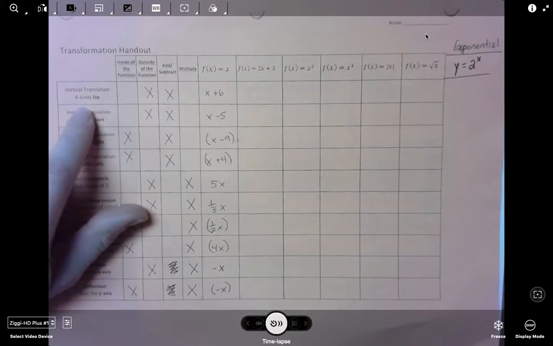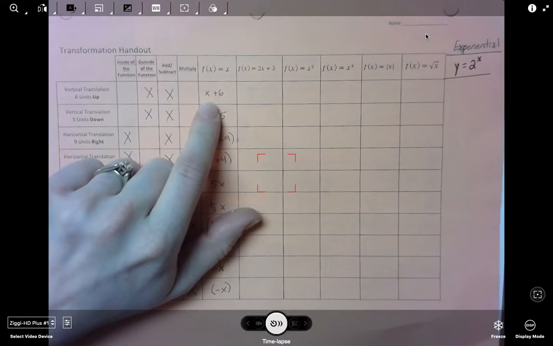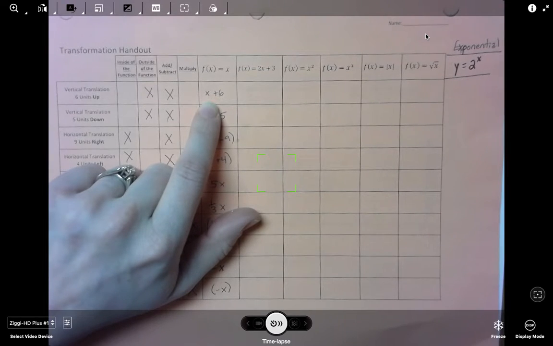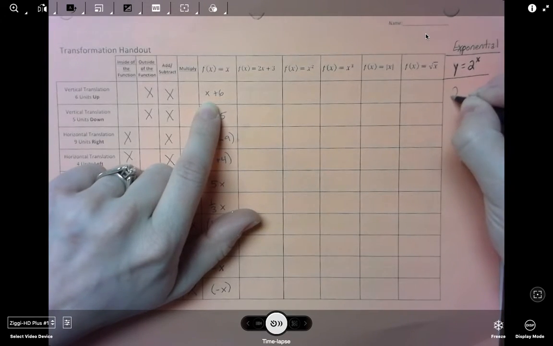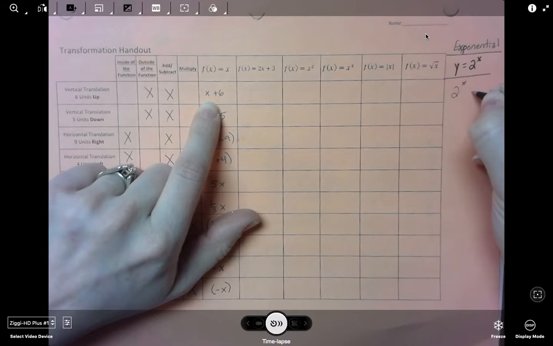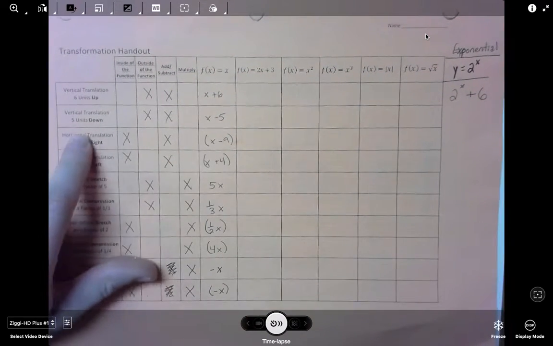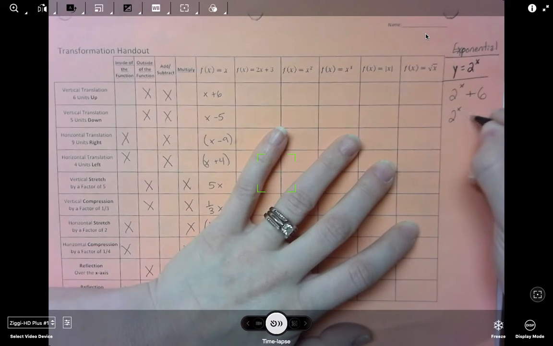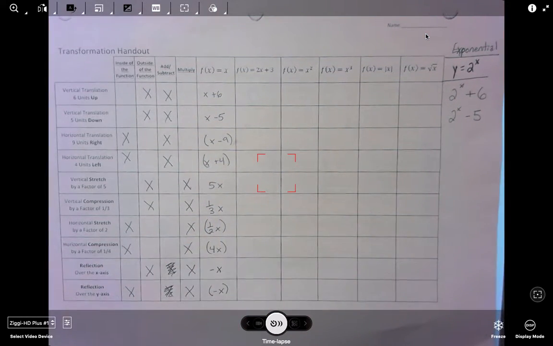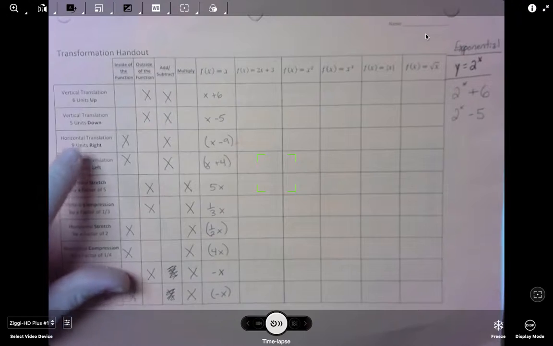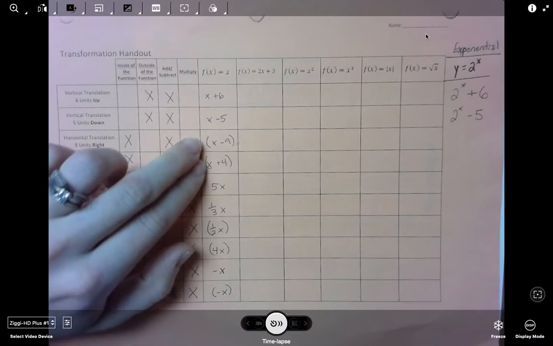So vertical translation, 6 units up. For a linear function, we're just adding 6 to the end of that. That is exactly the same as what we are doing here. We are taking 2 to the x power and then adding 6 to the end of it. 5 units down, 2 to the x, minus 5, that's it. Okay. When we're translating right and left, it looks a little different. Here we put it in parentheses.